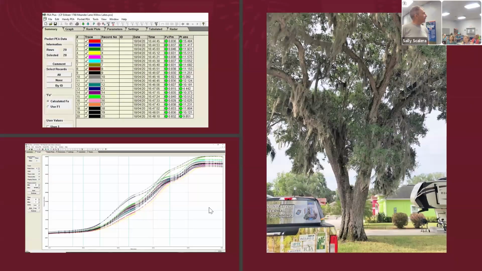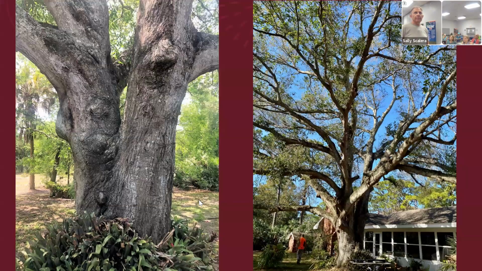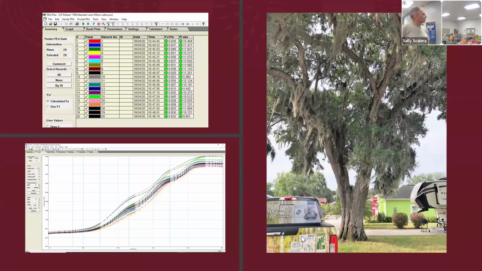Let me go the other way. That's it. Okay, so this is an interesting tree. It's a laurel oak. It has this cavity in the middle here, and the owner was concerned about it and wanted us to test it because this whole half here went all the way over the house. This half was in the yard, so that wasn't so much of an issue.